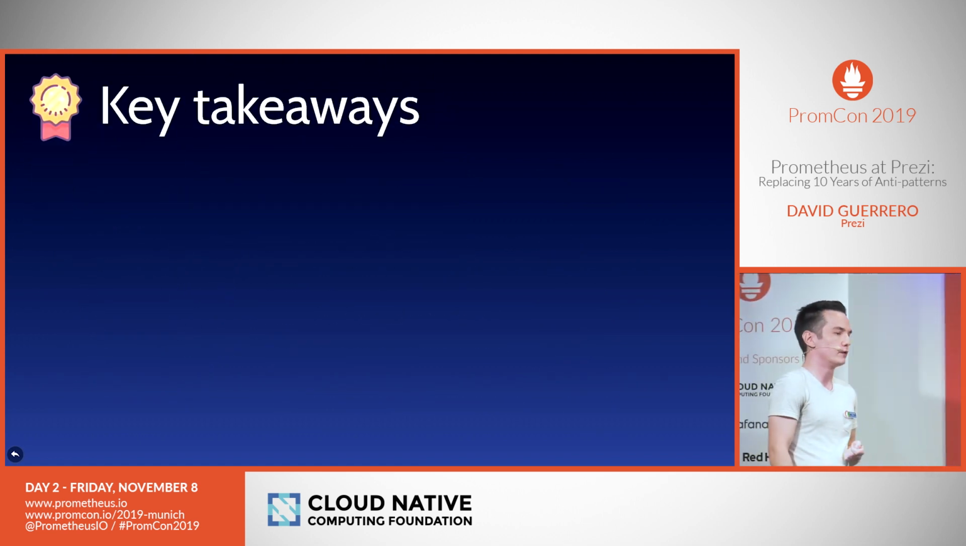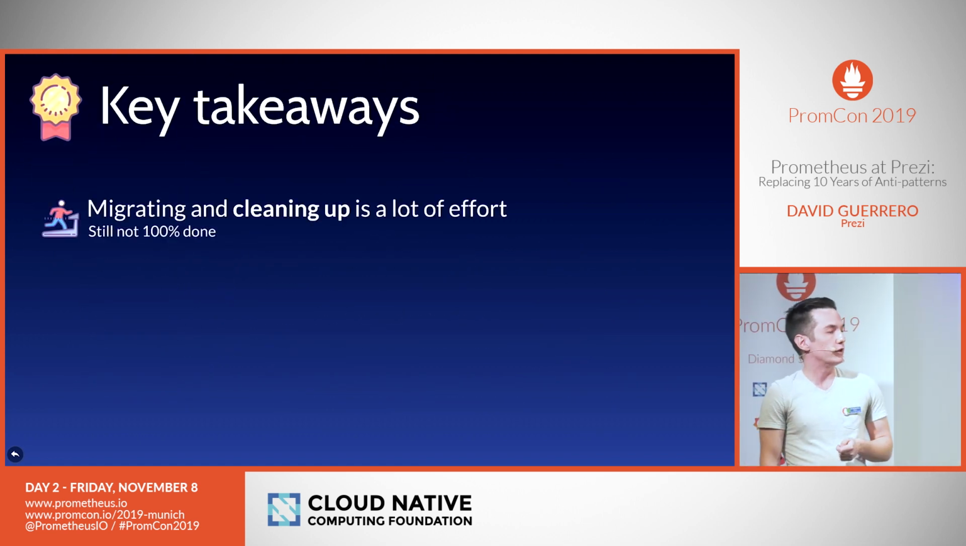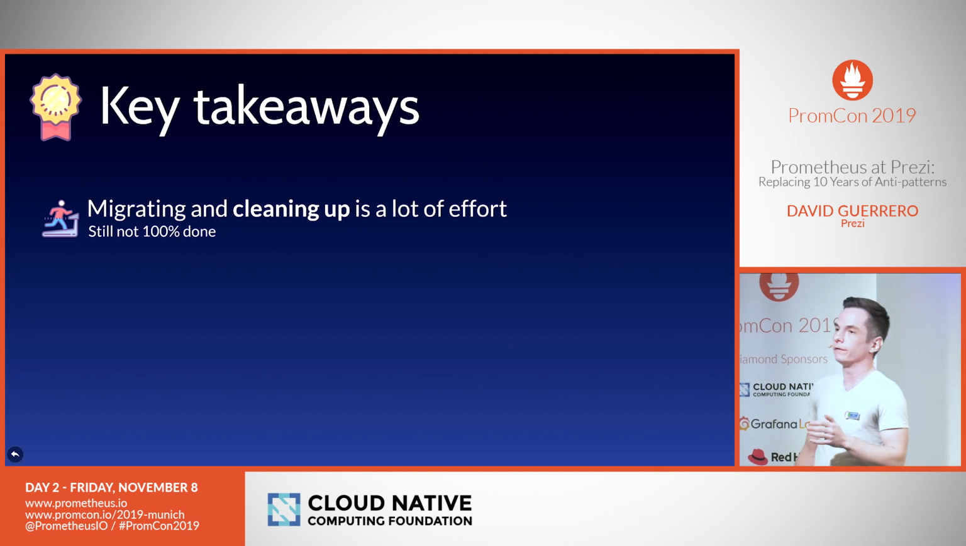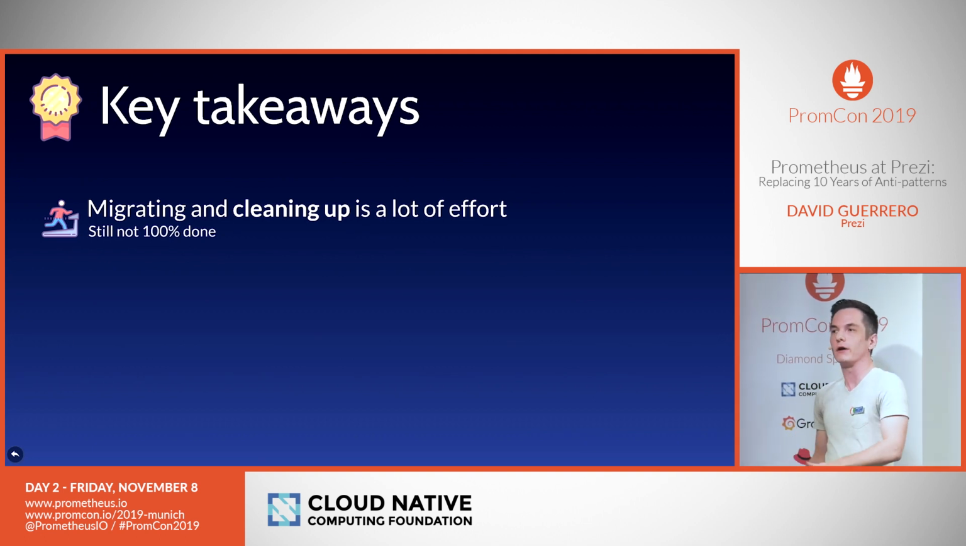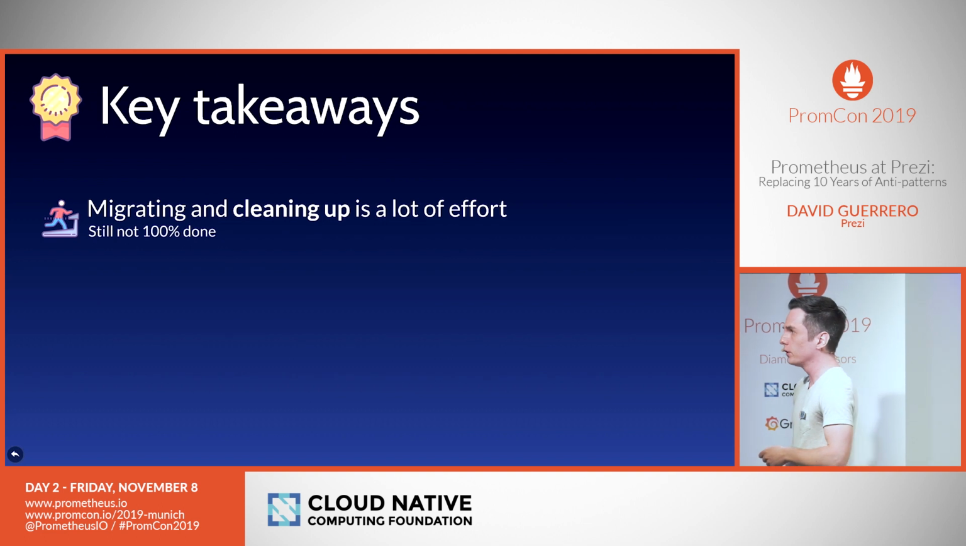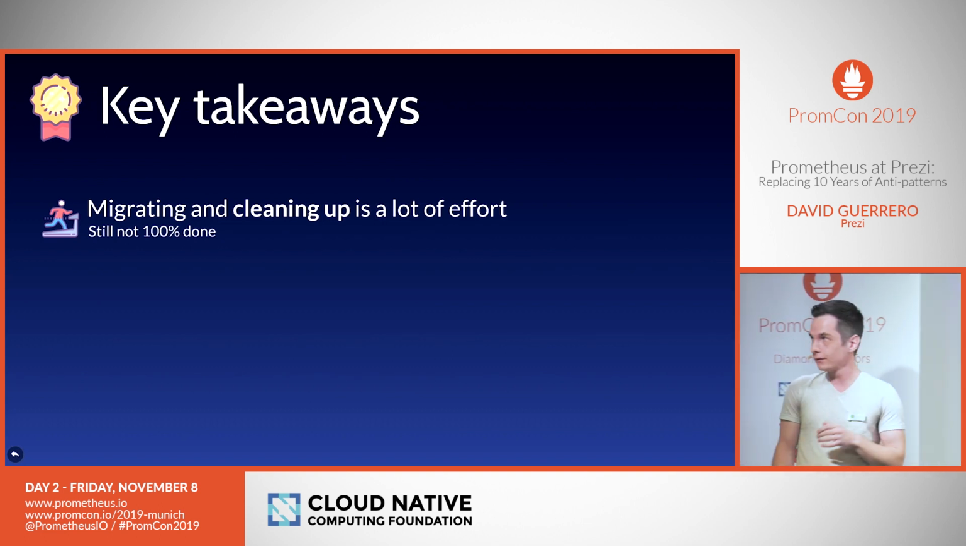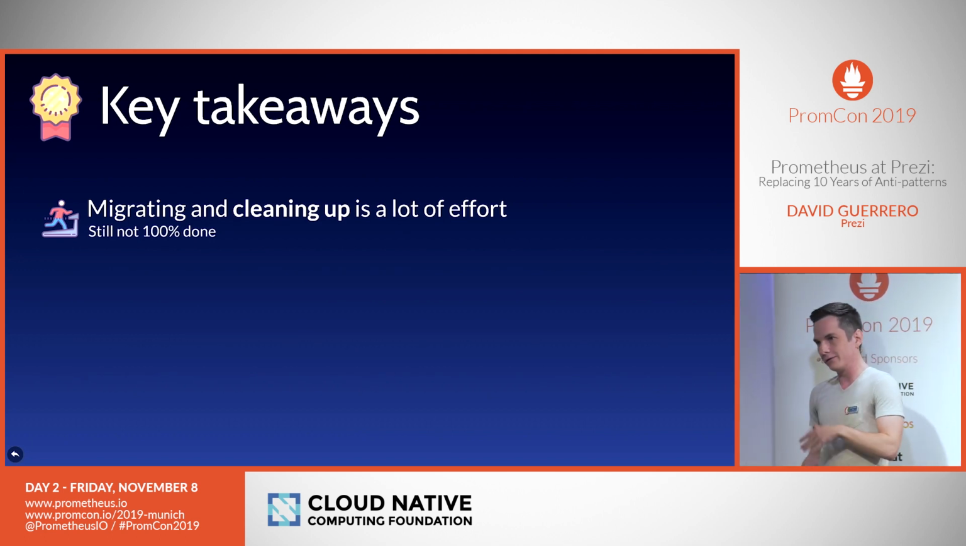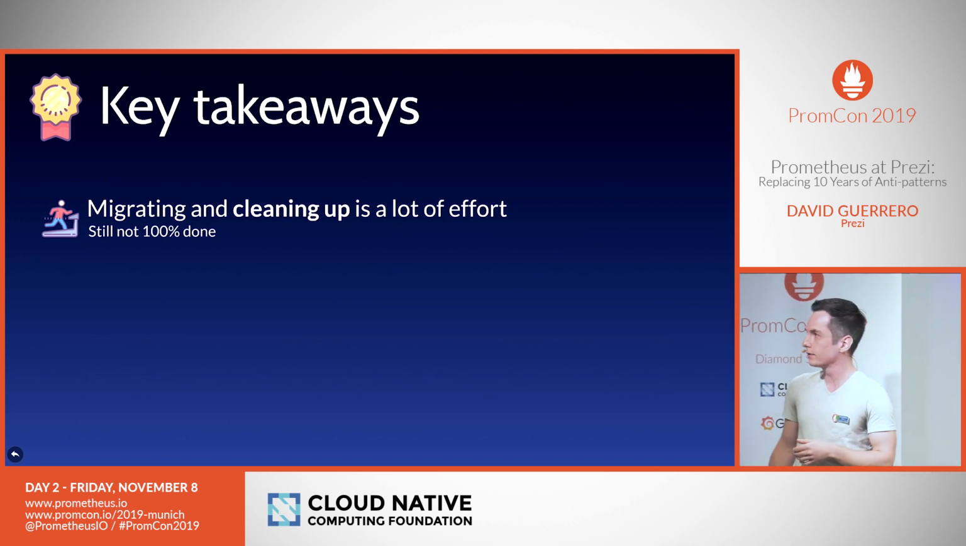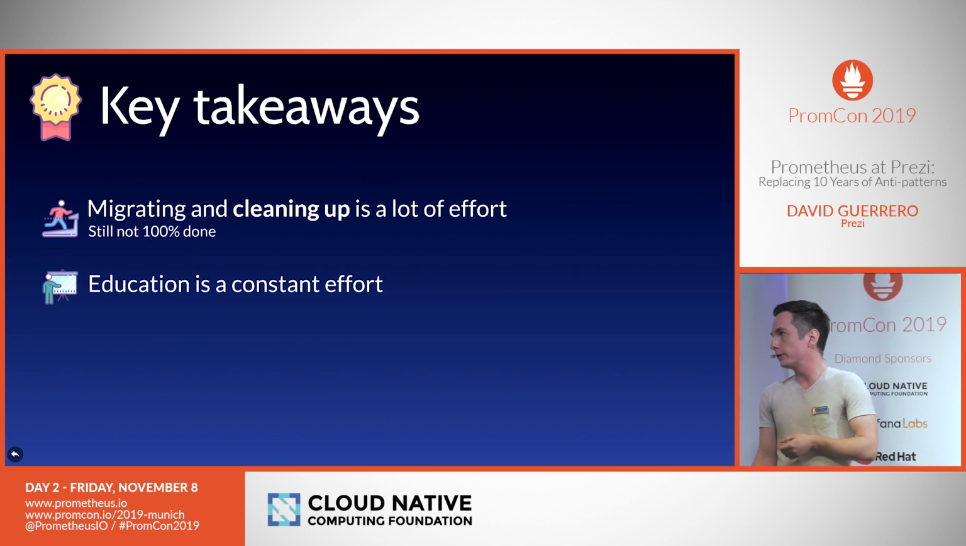So what key takeaways can we get from this? Migrating, and especially cleaning up, is a lot of effort. There is a long tail to this, especially if you have 10 years of alerts to get rid of. Actually, we are still not 100% done, Icinga is still alive with a few things in there. Hopefully in a few months we can finally kill it. But yeah, you have to be prepared for that.